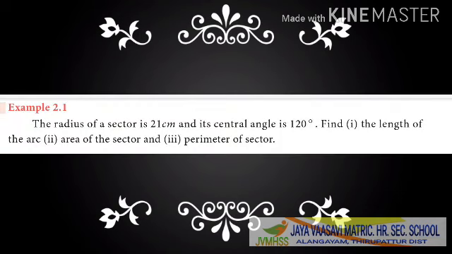Example 2.1. The radius of a sector is 21 centimeter and its central angle, that is theta, is 120 degree. Find: one, the length of the arc; two, the area of the sector; and three, the perimeter of the sector.